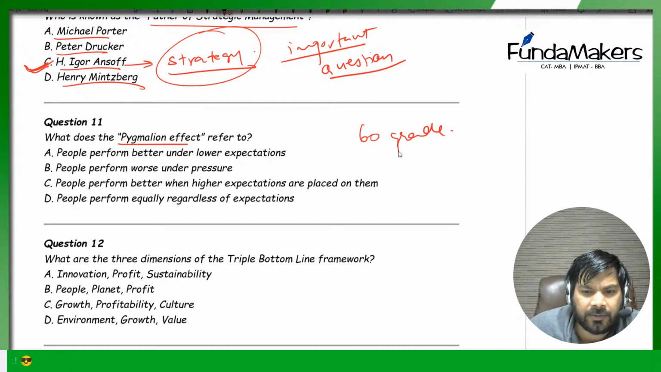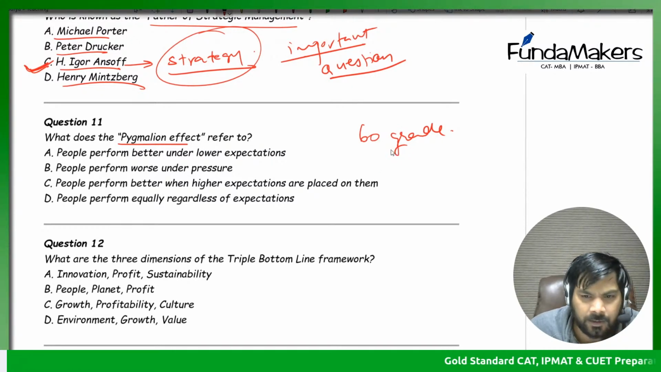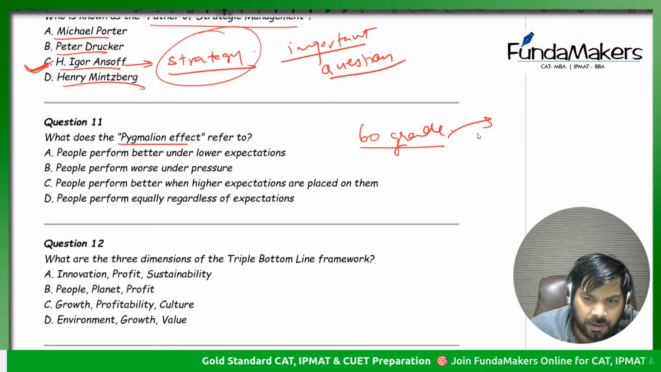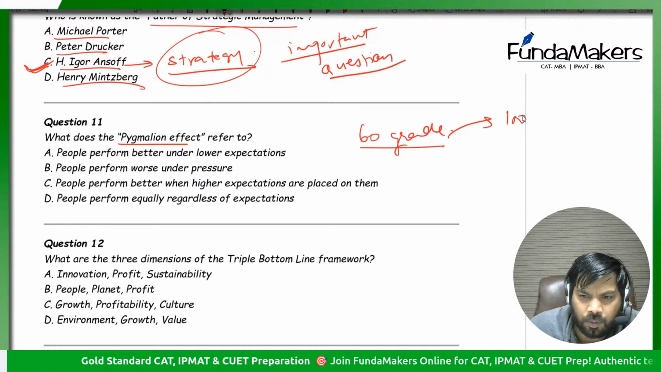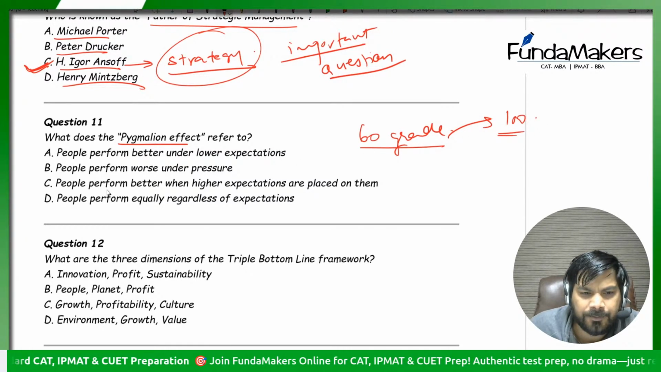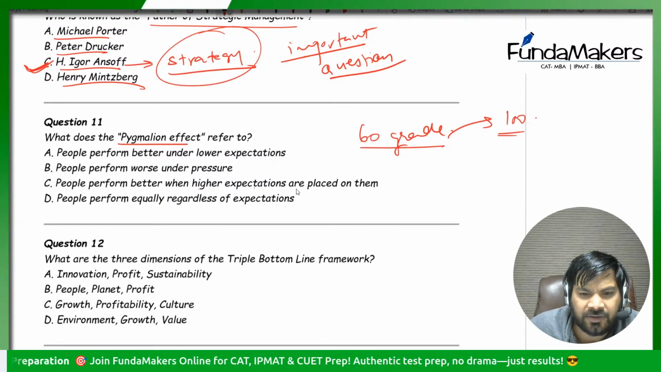And you motivated him and you are talking so highly of him, that you know what, you are the boss, you can do wonderfully well. Now this person will surpass it, will try to come up to your expectations, and he will go to 100, right? So it's basically people perform better when higher expectations are placed on them.